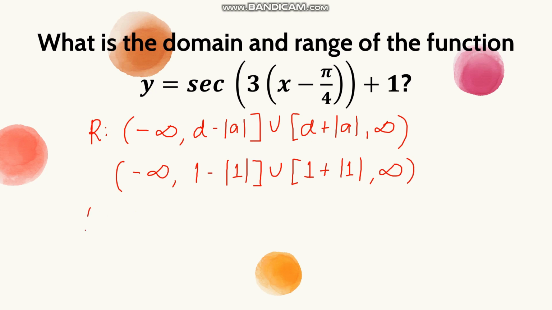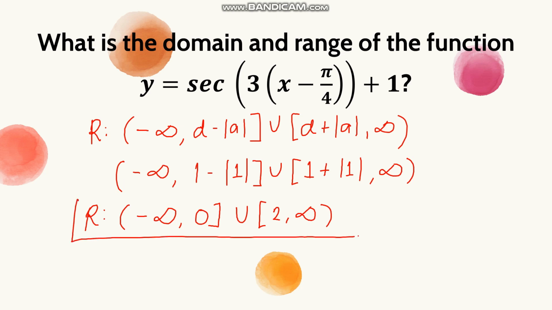And then all you have to do now is to simplify. So we have negative infinity, and then 1 minus absolute value of 1, that is just 0, union with 1 plus absolute value of 1 is 2, then up to positive infinity. So this is now the range of our function.